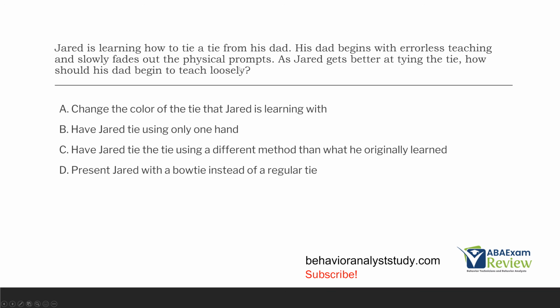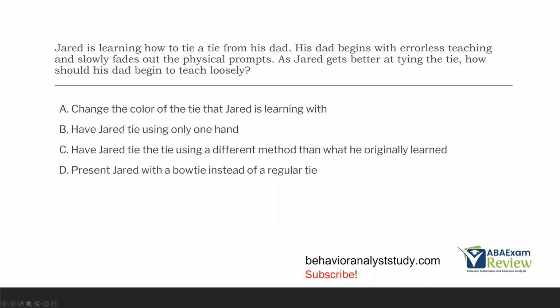So A, change the color of the tie that Jared is learning with. All right. Does the color of the tie affect how Jared ties the tie? It shouldn't. The color of the tie should be non-critical. And this is a good example. We don't want the color of the tie to start to gain control over the tying behavior. So changing the color of the tie is a good example of varying something non-critical, which we don't want to gain control over the behavior. Do we pick A and move on?